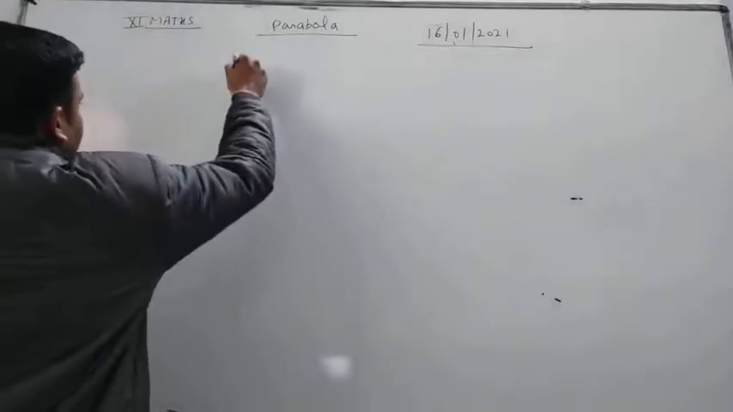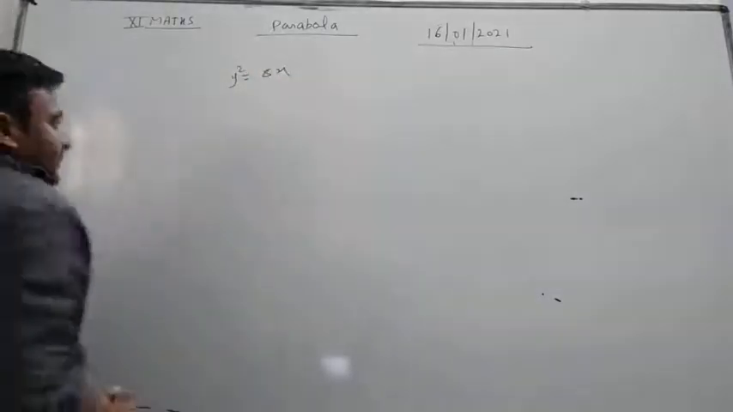So our next question is, find the coordinate of foci and the equation of directrix and length of its latus rectum. Okay, student, so our y square is equal to 8x.